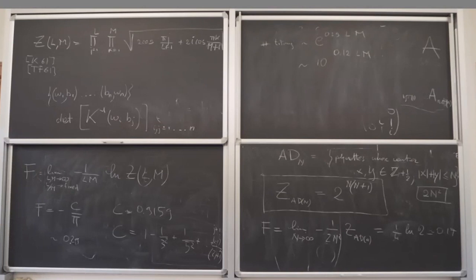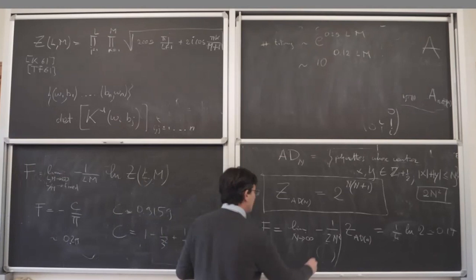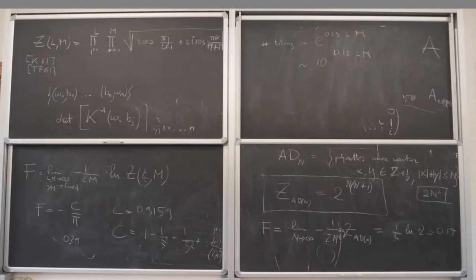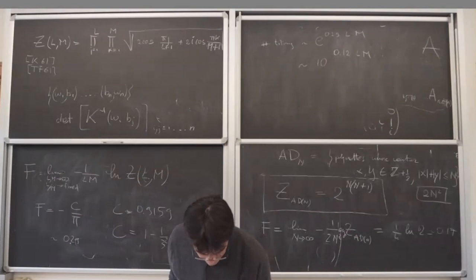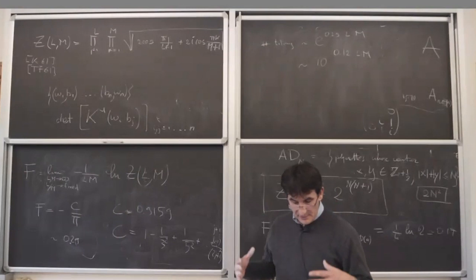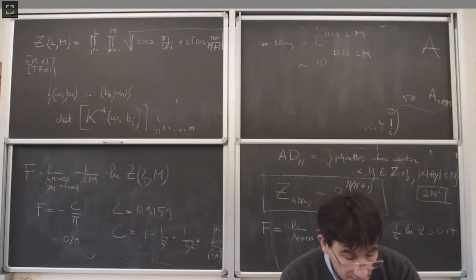So you see that the free energy and the number of tilings is much smaller for this lattice, the free energy per site, okay? And as you will see, this is related to the fact that a lot of configurations are constrained by the boundary, by this new boundary. I will show you a picture now.